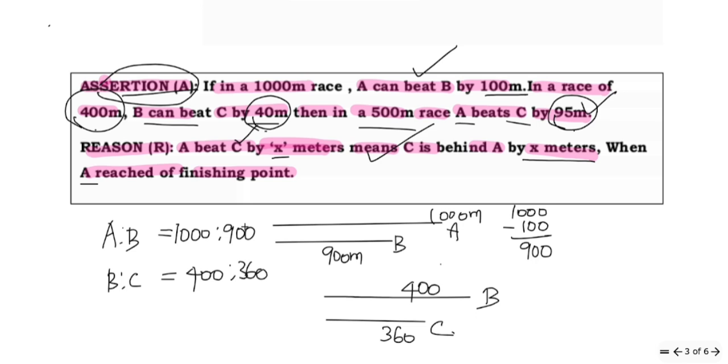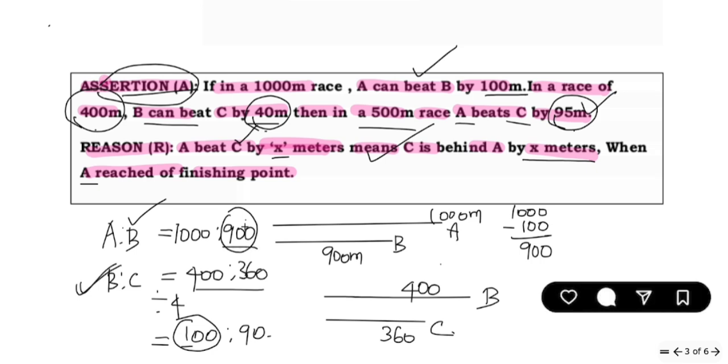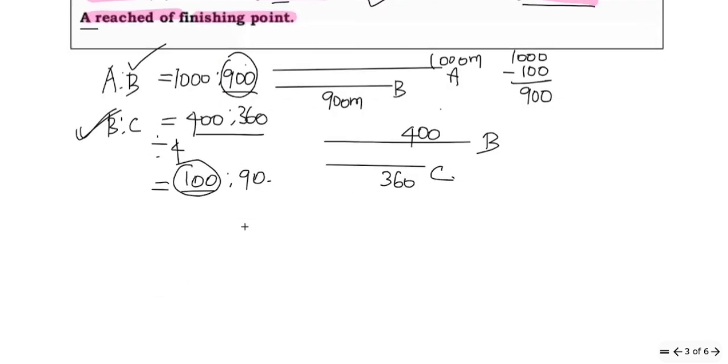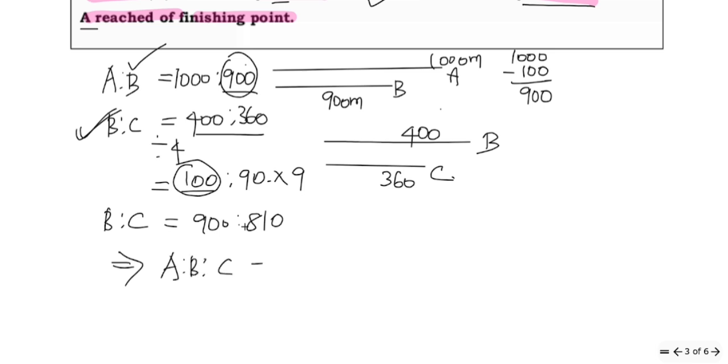So what we are going to do is express them as A is to B is to C. For that, we are going to divide by 4 throughout in this ratio. So that becomes 100 is to 90. Now with 100, it will be easy for us to take the LCM. Why? Because here also we have got B, here also we have got B. So from 900 as well as from 100, the LCM would be 900 only. So we are going to convert this B is to C by multiplying with 9 throughout. So that becomes 900 is to 810. So this implies our ratio on the whole is 1,000 is to 900 is to 810. Meaning in a 1,000-meter race, B and C are actually 900 meters as well as 810 meters.